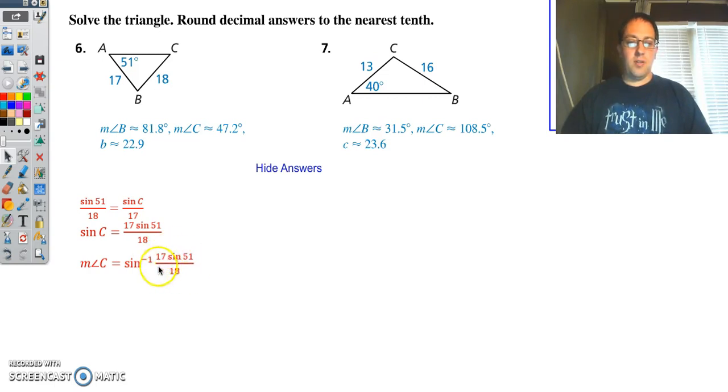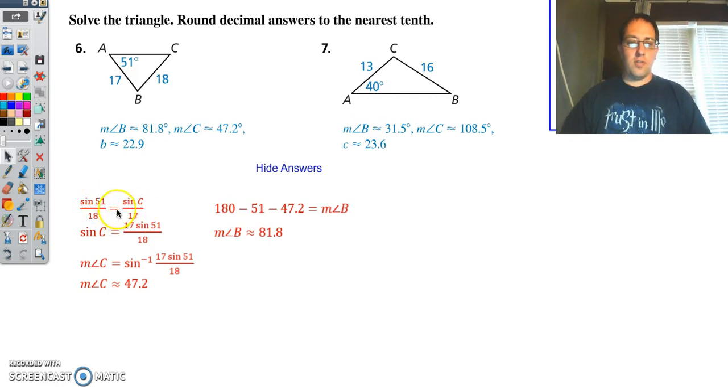And it might be better to work this out, put this in your calculator, and then take the inverse sine of that, depending on how good you are with the calculator. That's going to give you approximately 47.2 degrees. We can take that and angle A and subtract them from 180. Now that we know two of the angles, we can get our third one pretty easily. We get angle B, 81.8.